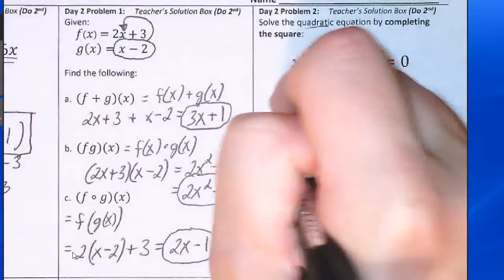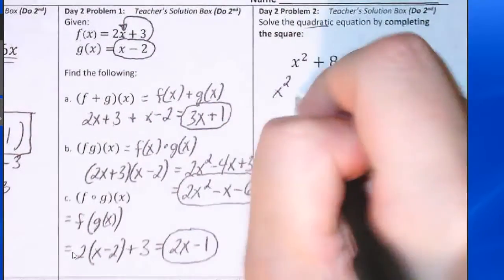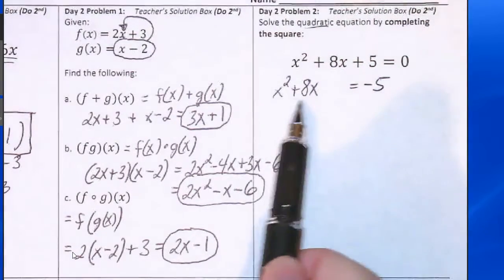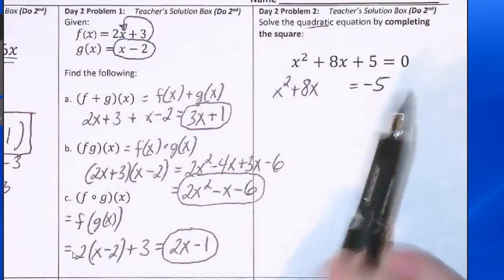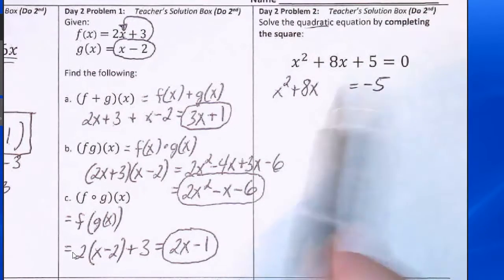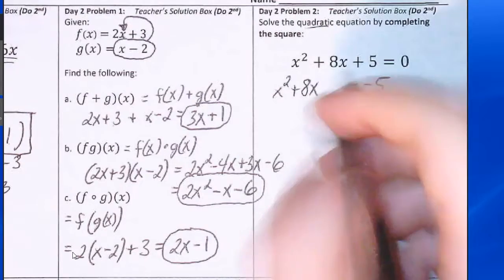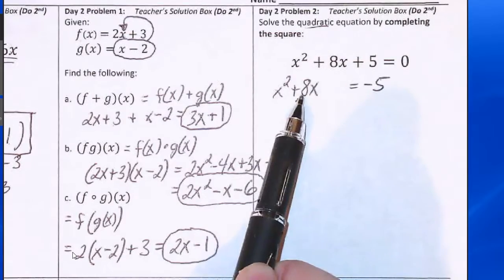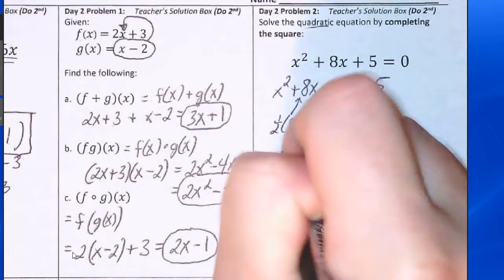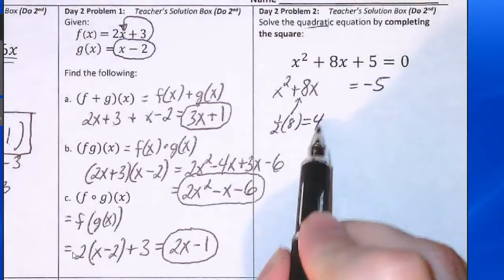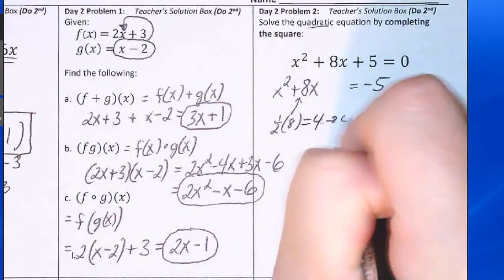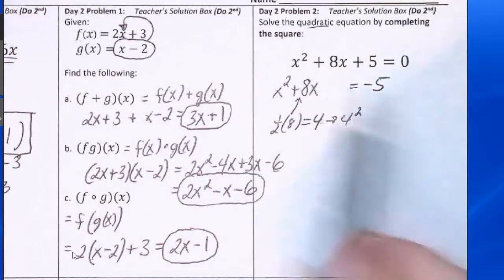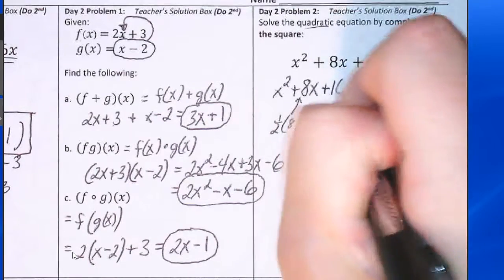Here's the technique. First step, subtract the constant term to the other side. That creates this equation. Notice the blank spot in this position. To figure out what number to put in here, we're going to look at the coefficient of x. Take half of that number, that makes 4, and then square the 4. 4 squared is 16. That's the number that we want to add into this position, plus 16.